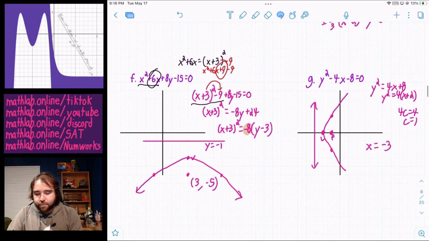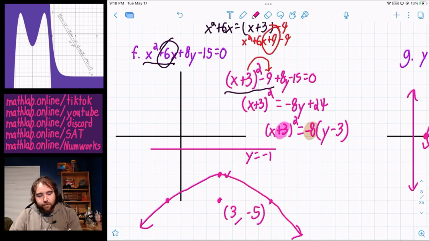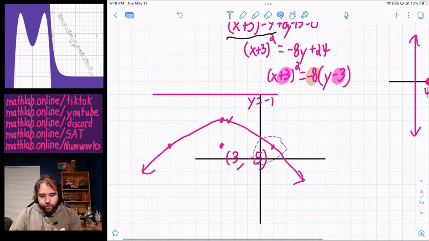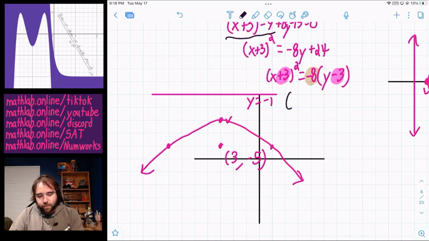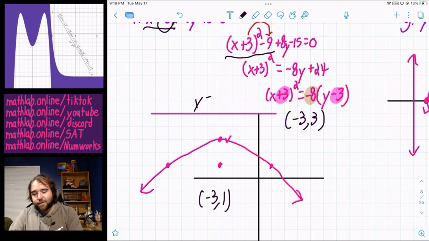So I was looking at this F problem again, and I realized I made a grave error. Look, I didn't do the opposite sign for the vertex. I don't think I did that anywhere else. But I did everything right besides that. So we're just going to move the whole graph. So we see now the vertex is proper, (-3, 3). So that means our focus is not that. It's actually (-3, 1). And our directrix is not that, it's actually y equals 5.